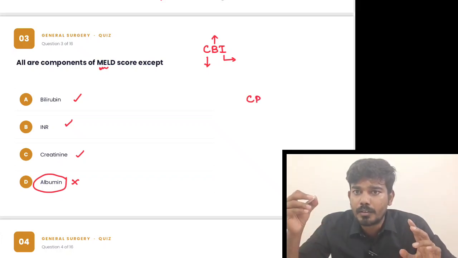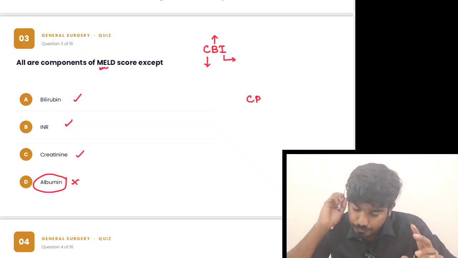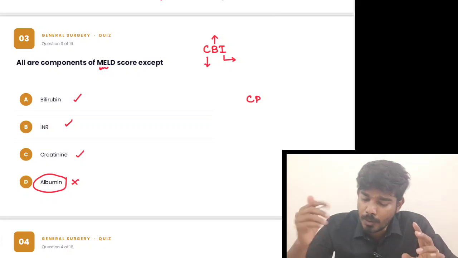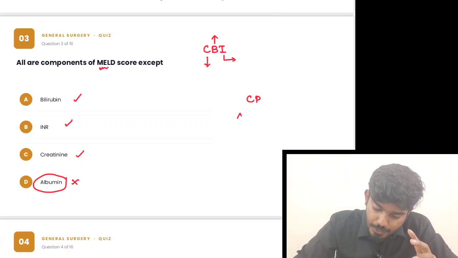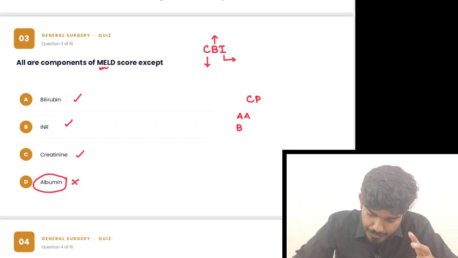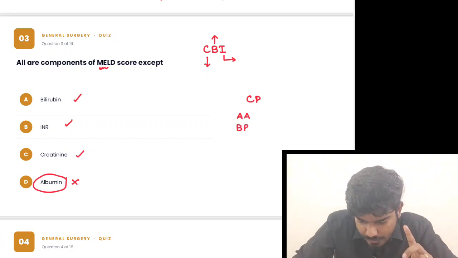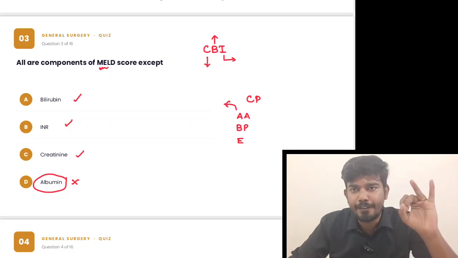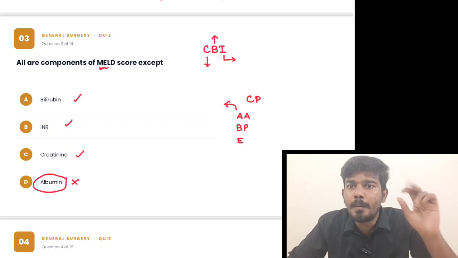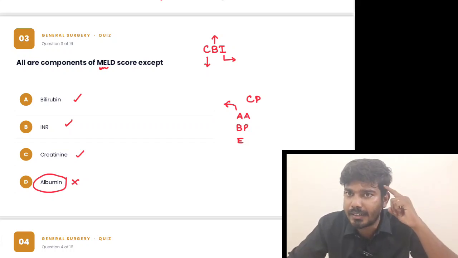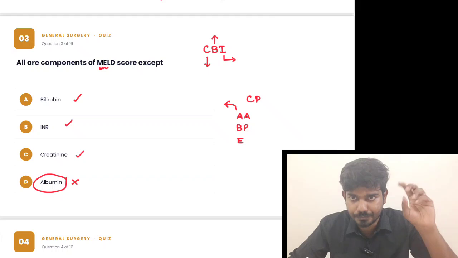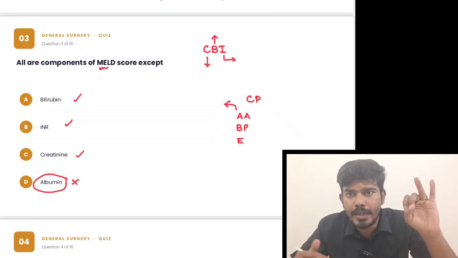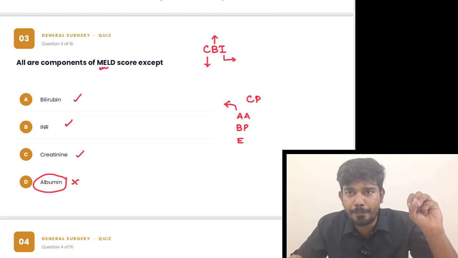Okay, Child-Pugh score. What are the components in the Child-Pugh score? We have to remember 2A, then 2B, then 1E. A for ascites, A for albumin, B for bilirubin, P for PT/INR, and E for encephalopathy. Remember two A's, one B for bilirubin, one P for PT/INR, and one E for encephalopathy. These are the components of the Child-Pugh score.